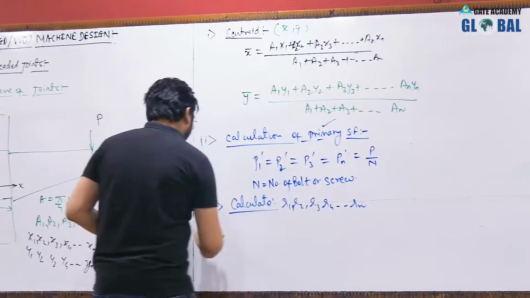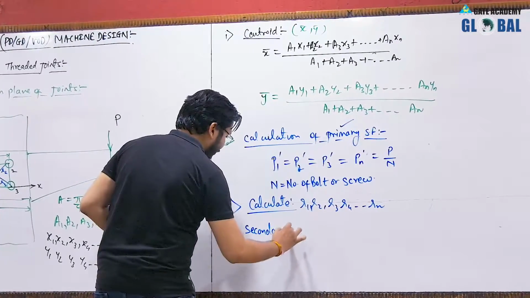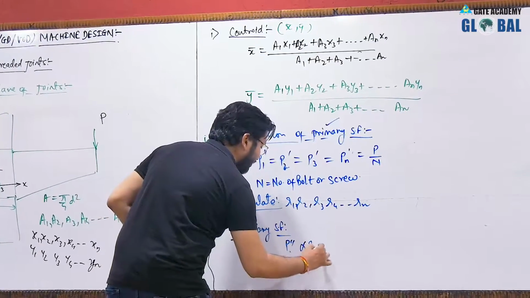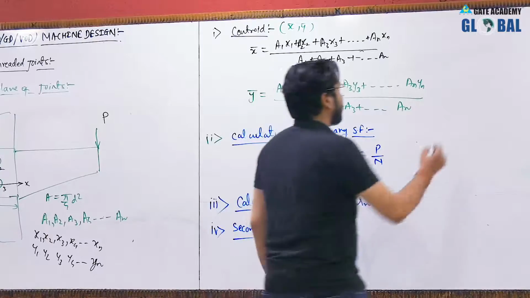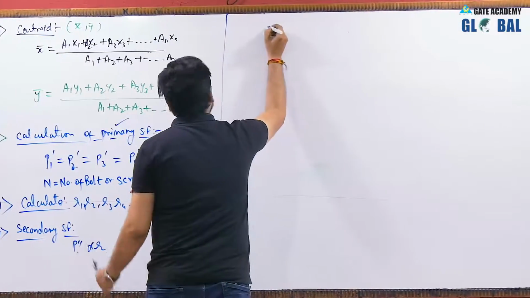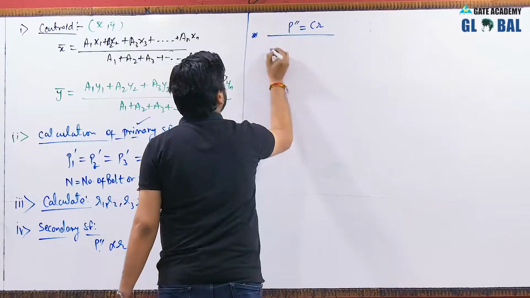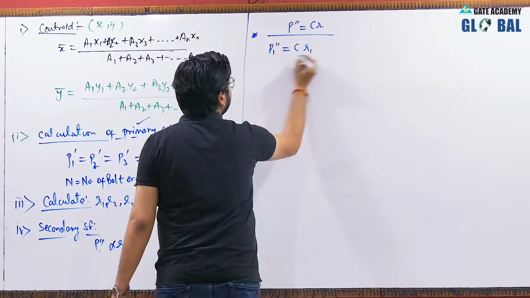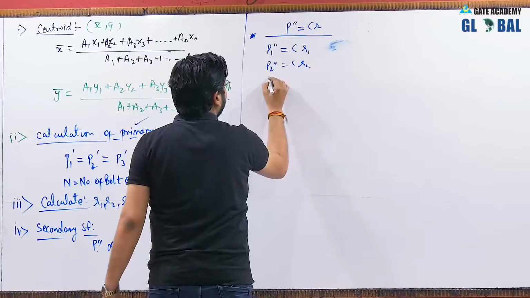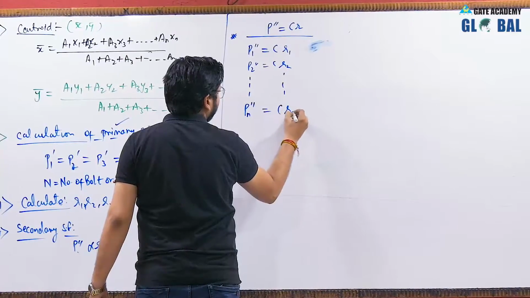Now why is it required? Because the secondary shear force, the fourth step, that is P double dash, is directly proportional to this radial distance R. The analysis is very similar to the riveted joint. Now if you remove the proportionality, you will have P dash equal to C into R. If there are different bolts in the joint, then P1 double dash will be equal to C into R1, P2 double dash will be equal to C into R2, and this will be followed till the nth bolt, so Pn double dash will be equal to C into Rn.